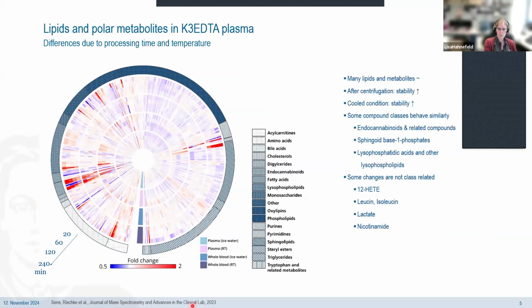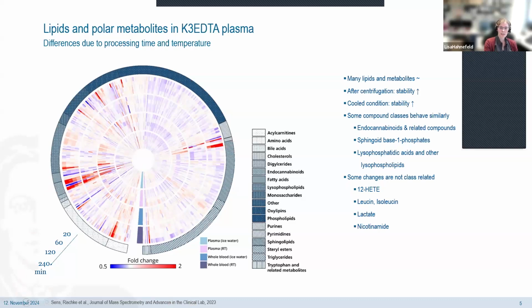You can further confirm that the Lipidomics Standards Initiative recommendations of cooling your samples actually do improve your stability. And you can further consider that the removal of the blood cells also improves your stability, because then they can't release any lipids or modify them in some way. You can further see that there are some class-specific relations, so that you see those clusters here.